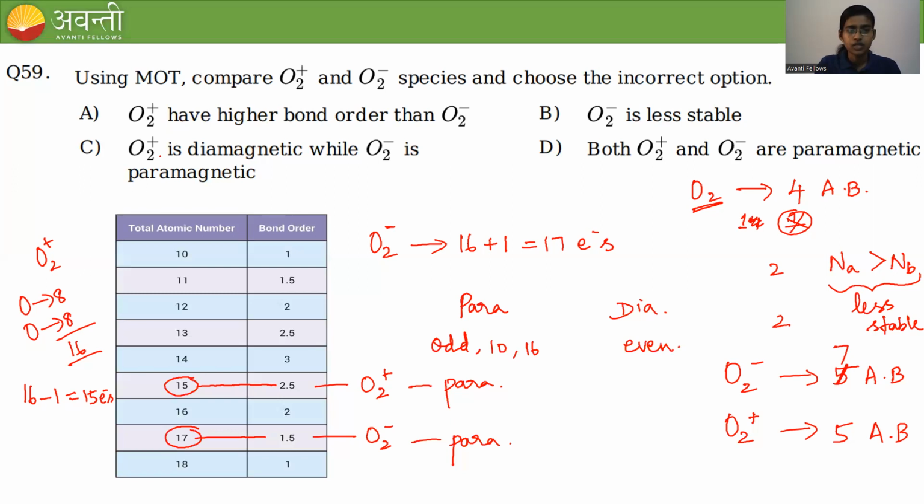But in the statement, you see, O2 plus is given as diamagnetic. So that is the incorrect statement, which is the correct answer for this question. Got it? And option D, both are paramagnetic. That is the correct statement, which we have seen just. Clear? Okay. We'll move on to the next question.